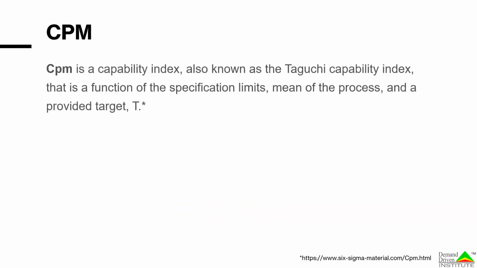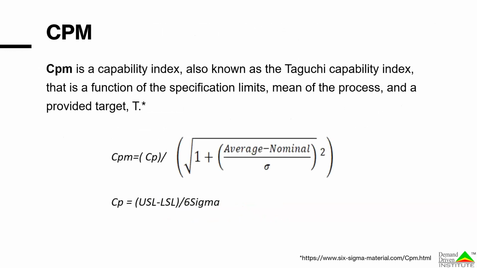It's called Cpm. Has everybody ever heard of Cpm? Okay. What is Cpm? Cpm is a capability index, also known as the Taguchi Capability Index, that is a function of the specification limits, the mean of the process, and a provided target, the nominal. All right, here's the equation for it.